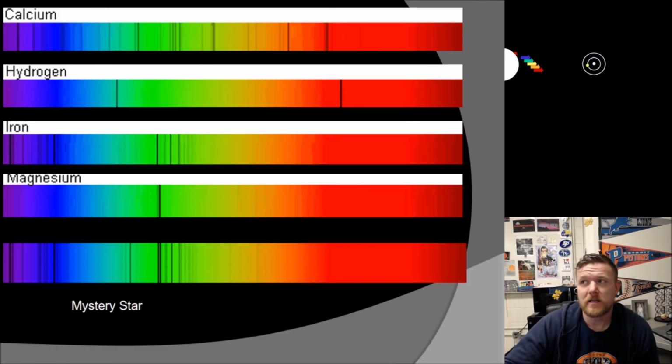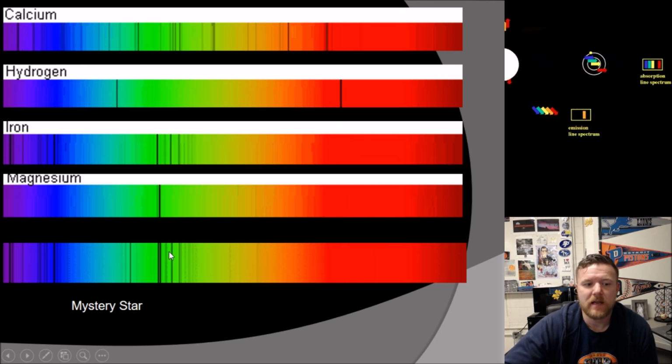Sometimes you may see extra lines because there is more than one element in an object. In this case, of these four elements, which do we know exists in this star? Is it this one? Are we missing that line? No. Are we missing this line? Nope. Are we missing all of these? It looks like it. Are we missing this one? Yes. So we know that magnesium and iron are both present in this particular star.